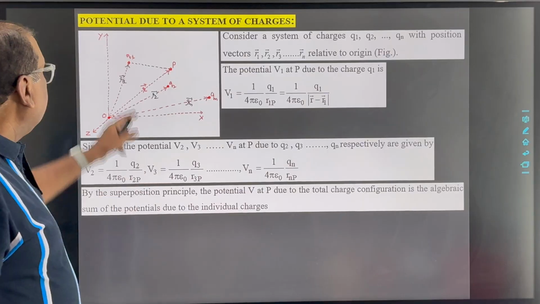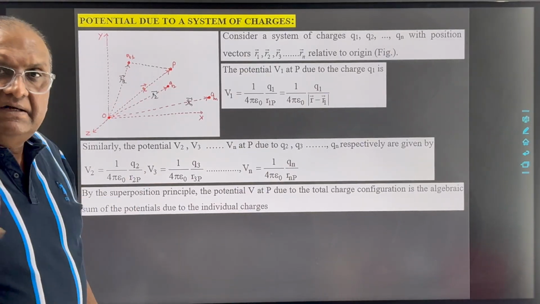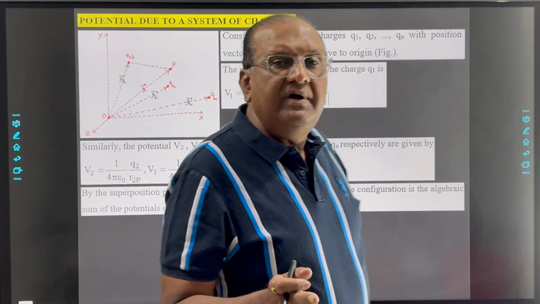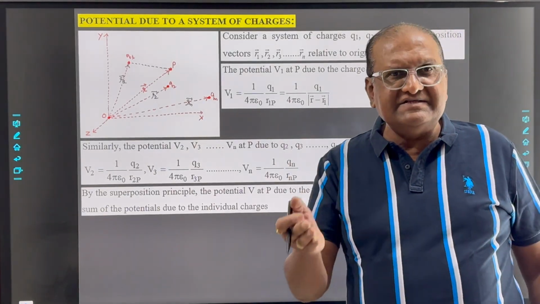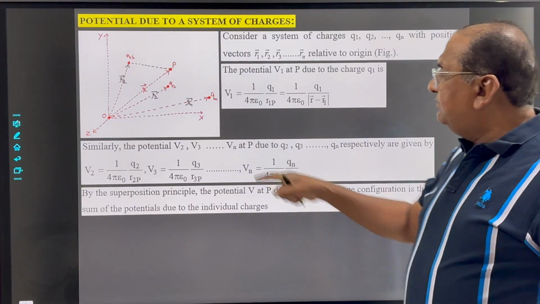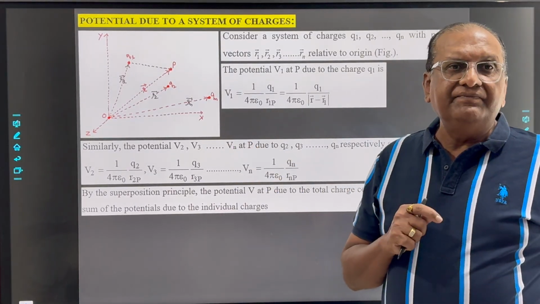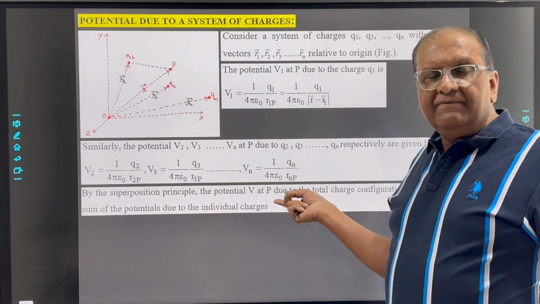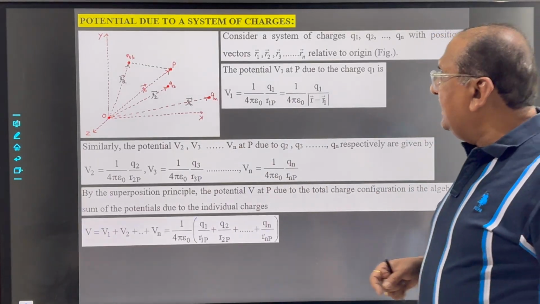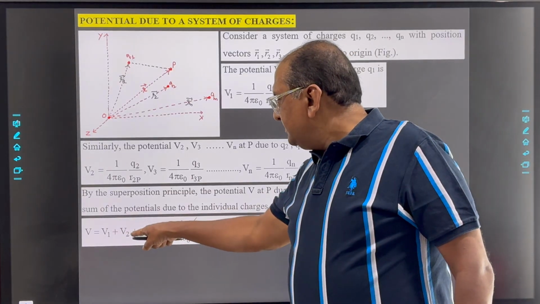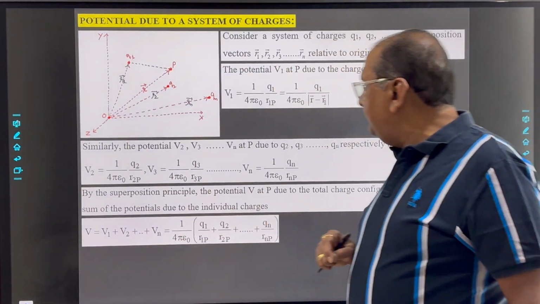It implies that out of this entire distribution, if any one or more charges are negative, then its potential will be negative, so in the summation we have to reflect it. Now the resultant potential at P is V1 plus V2 plus V3 up to Vn.